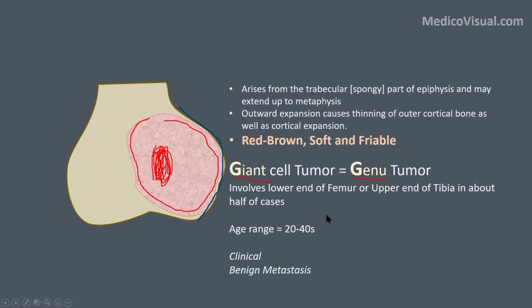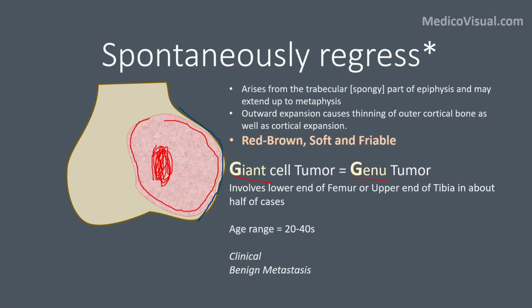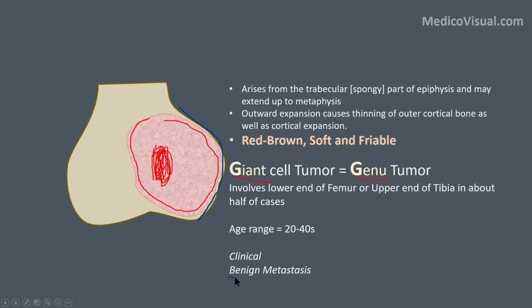Although this is a benign tumor, very rarely, in 2 to 4% of cases, it may metastasize to lungs. Well, how can a benign tumor metastasize? By definition, a benign tumor cannot metastasize, but this tumor is an exception. It can metastasize, but even when it does, it does not lead to worse prognosis. In lungs, it maintains that benign histological picture and may even regress. So that's why we use the term benign metastasis for such metastasis.